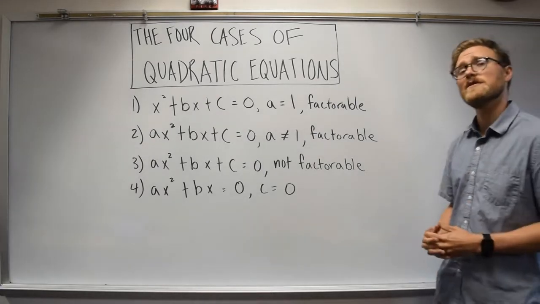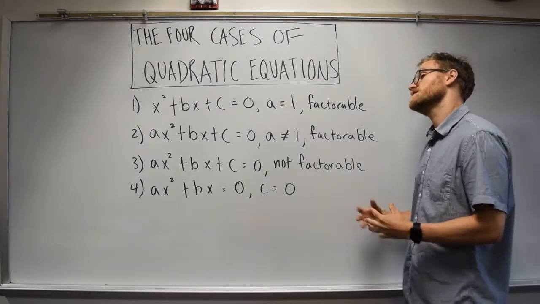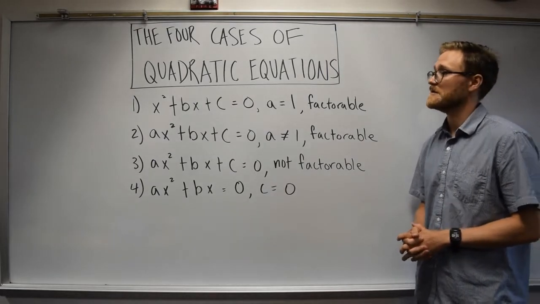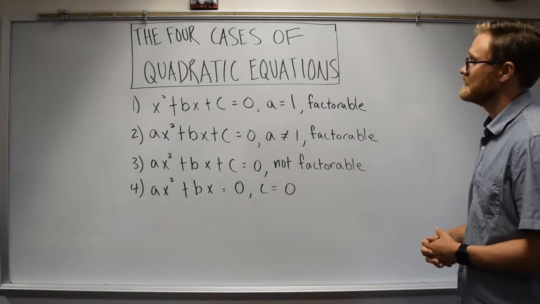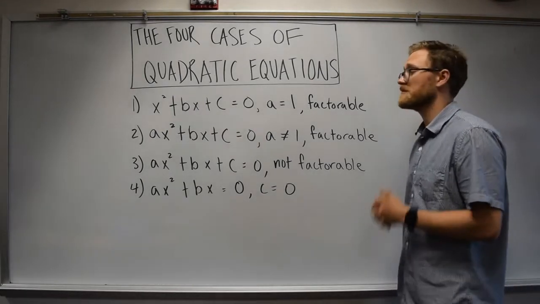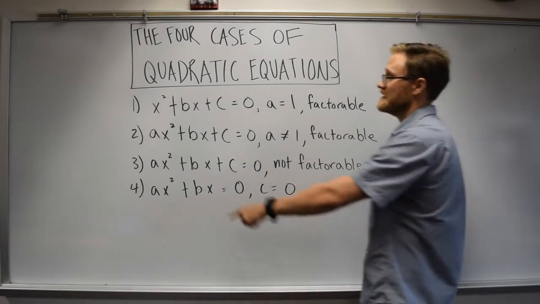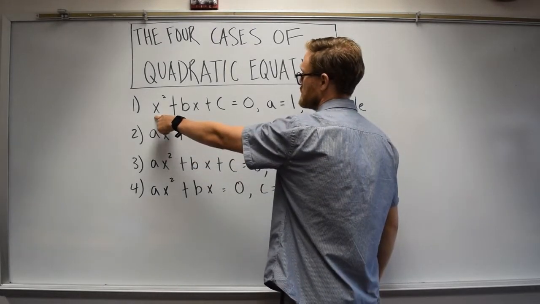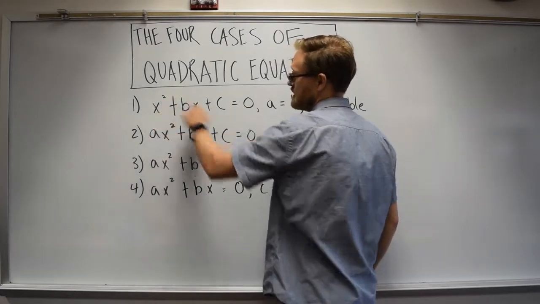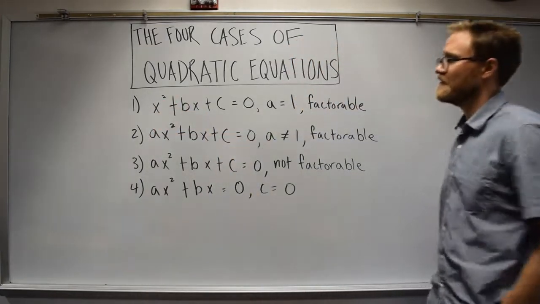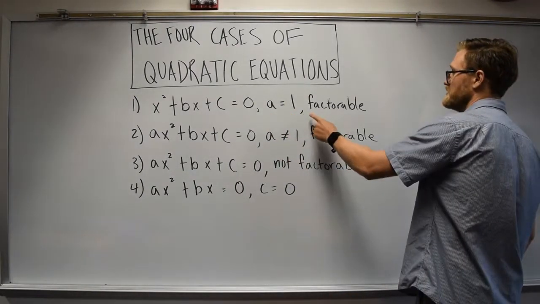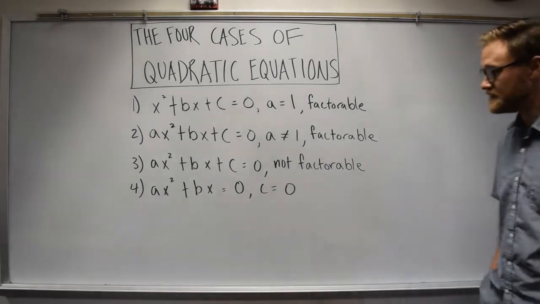So I'm going to quickly go through the cases, and then I'll revisit these again when we start looking at specific examples. So the first case, we have x squared plus bx plus c equals 0. What's important to recognize about this case is that the coefficient on the x squared term, or on the a term, is 1. So I haven't written anything here because you don't actually have to have the 1 there, but it's understood that a is equal to 1. And the equation is factorable.